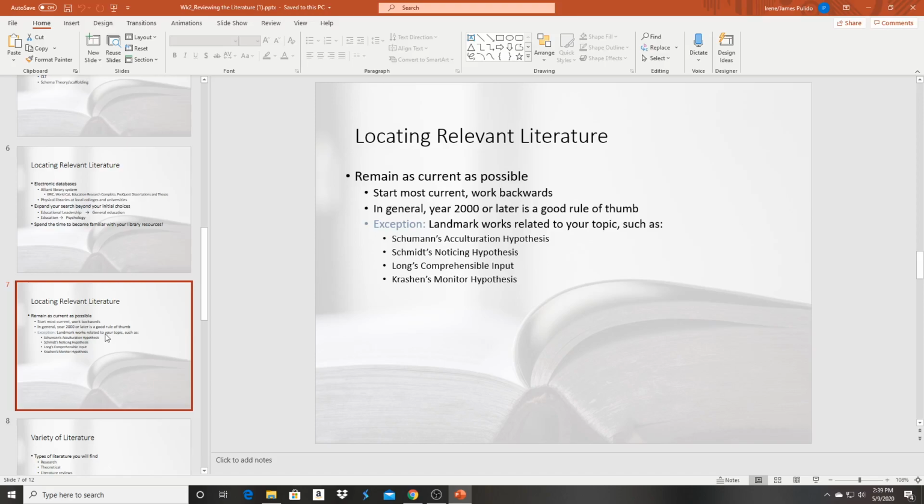Now, this suggestion here says year 2000 or later is a good rule of thumb. I would even say 5 years, no older than 5 years.